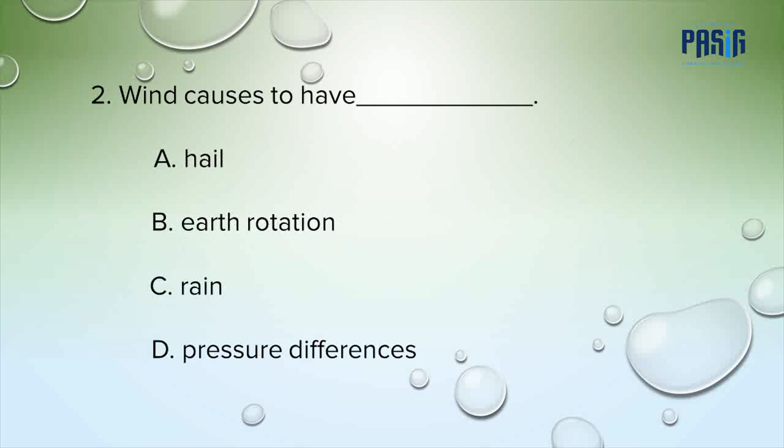Number 2. Wind causes to have blank. A. Hail. B. Earth rotation. C. Rain. D. Pressure differences. And the answer is C. Rain.